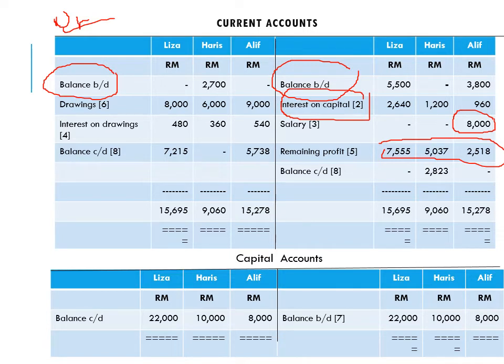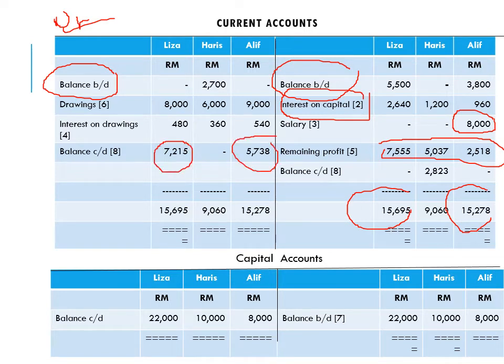Then you have to compute the net effect of all these transactions on their current accounts. If you compute the total amounts, Lisa would be 15,695, Harris would be 9,060, and Alif would have 15,278. For Lisa and Alif, they have credit balances, so their balance carried down will be on the debit side.